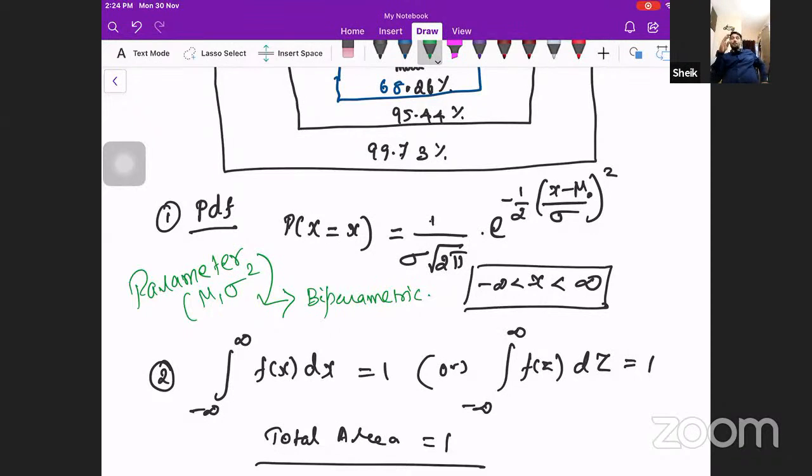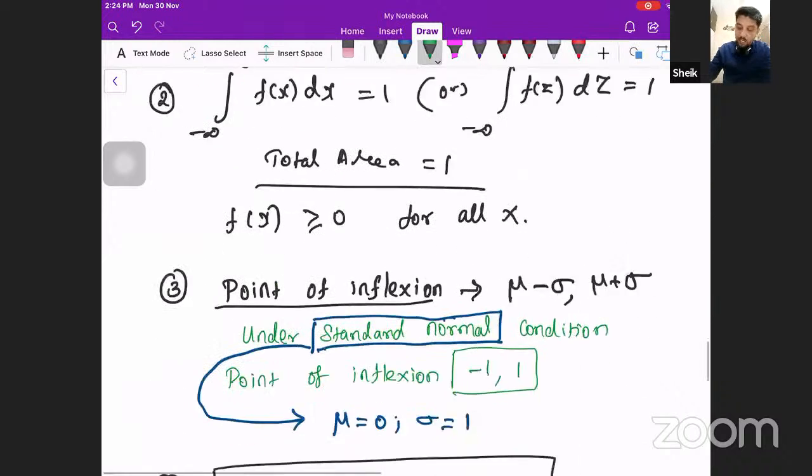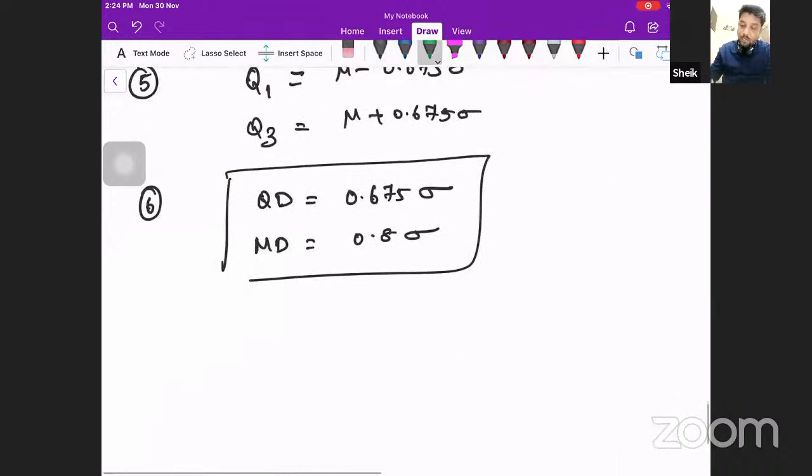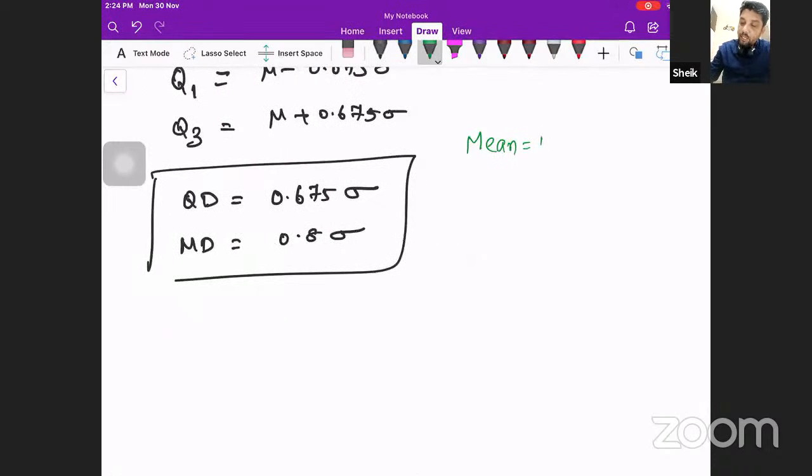The question can be asked in the MCQs: which of the following is uniparametric? Binomial distribution, normal distribution, Poisson distribution, none of these. Of course, it is Poisson distribution. Poisson distribution is uniparametric. And last but not least, in normal distribution, mean is equal to median is equal to mode.